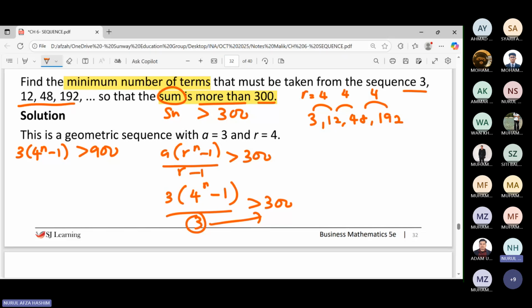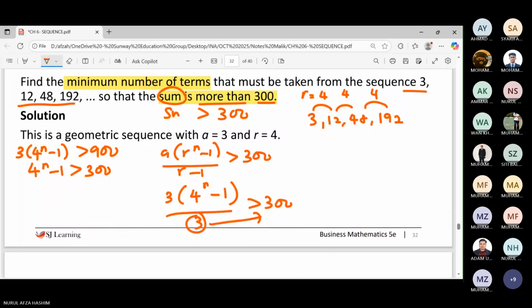With the bracket. Okay, so when you cross number 3, you're going to be what? Bahagi. So you're going to be how much? This is going to be 4 power of n minus 1 is larger than 300. Because 900 you divided by 3.